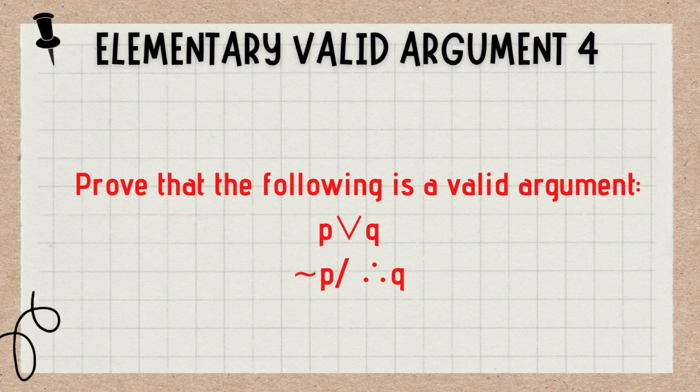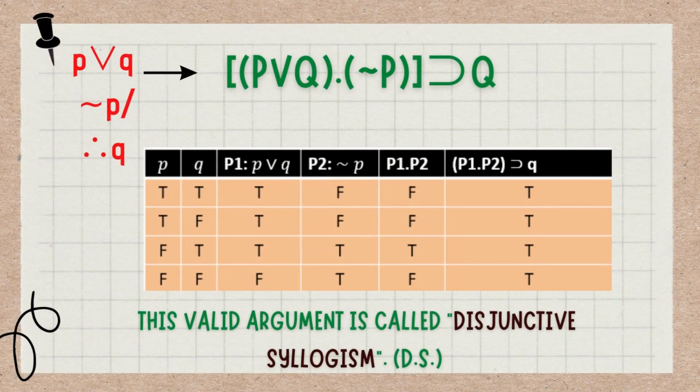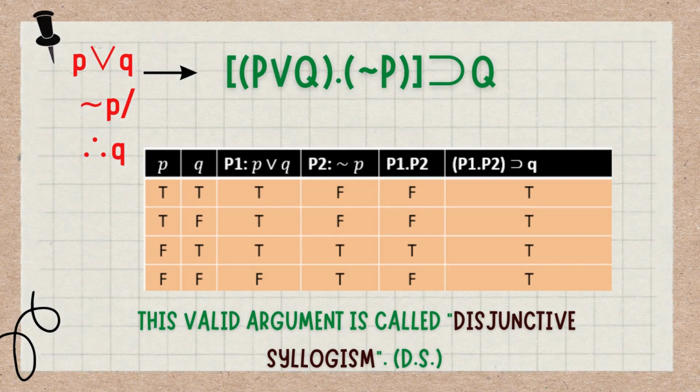So when it comes to the fourth valid argument, P disjunction Q, negation P, therefore Q. So how will we write it? You will write it as P disjunction Q, conjunction negation P, and the whole thing implication Q. So we wrote it like this, and while solving in the truth table, we got true values. So this argument is what we call disjunctive syllogism.